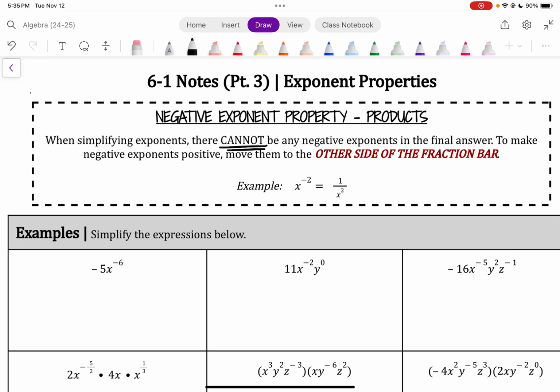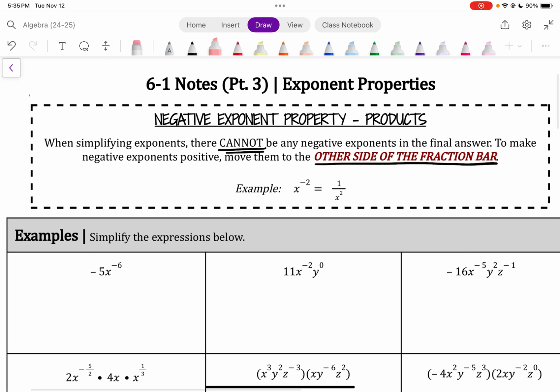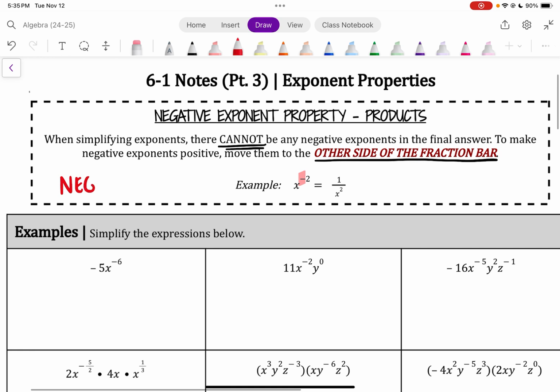When we have negative exponents, what we do is we move them to the opposite side of the fraction bar. What I also want to point out here is that a negative symbol also just means the opposite. So whenever you see a negative exponent, it's saying that it's in the opposite spot of where it should be.